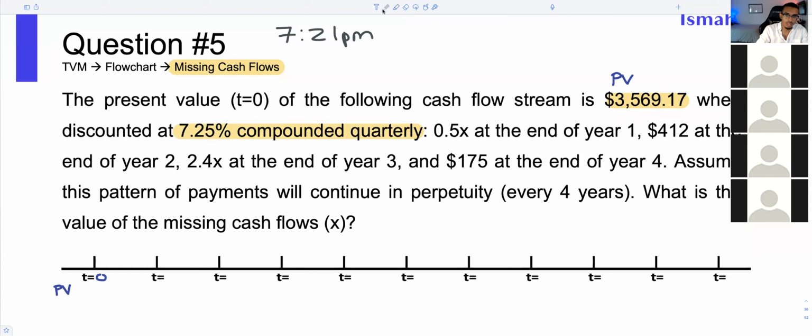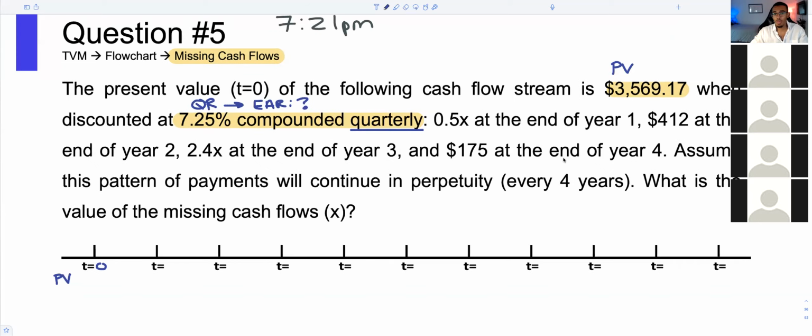So let me ask you this. This figure right here, what is it? Is it a QR? Is it EAR? Is it a quoted rate or effective rate? Exactly. This is our quoted rate. It's 100% quoted. And we know this because right after, they tell you this is compounded quarterly. So we need to account for that, and we need to solve for our EAR afterwards. It's going to be super important.